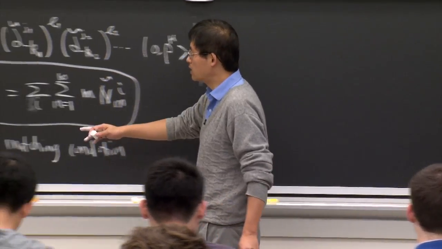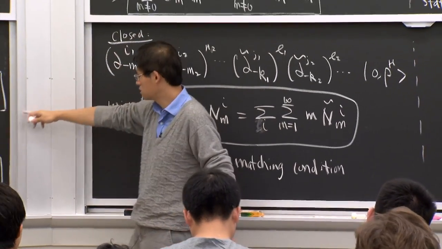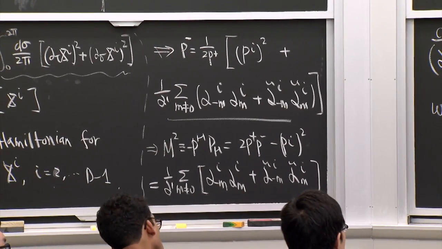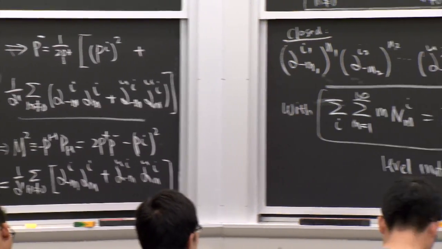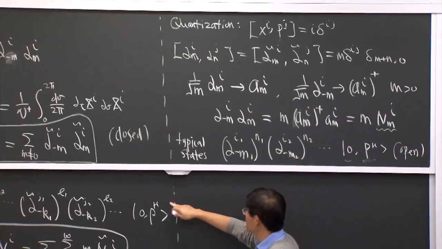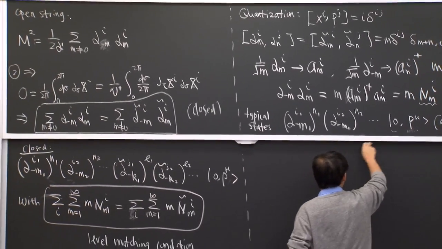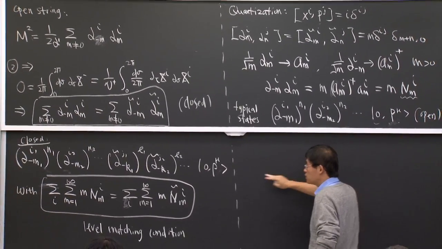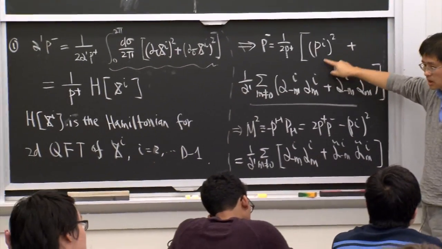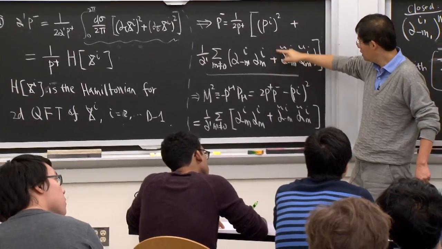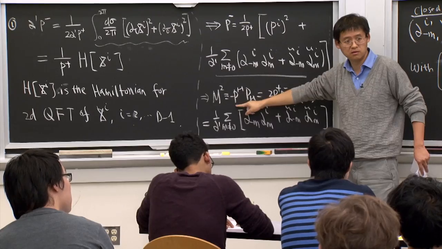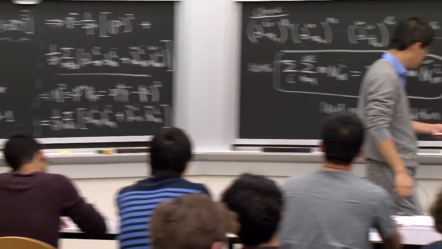So now we can also rewrite those equations at the quantum level. Those equations tell you that for those states, the p mu are not arbitrary. P mu must satisfy this kind of constraint, and that can in turn be interpreted as determining the mass of the string.